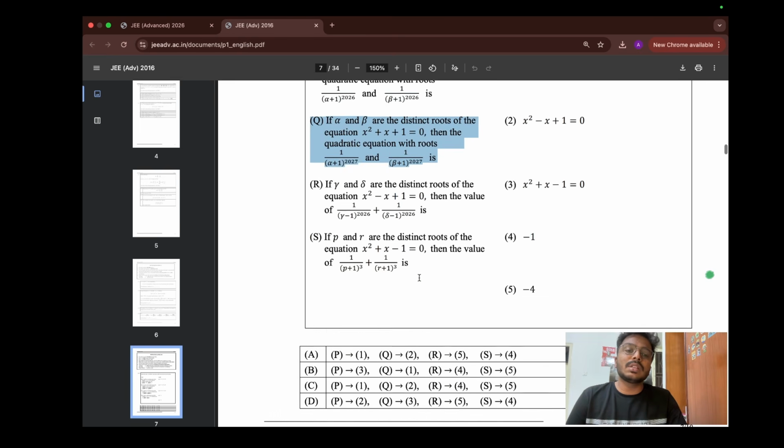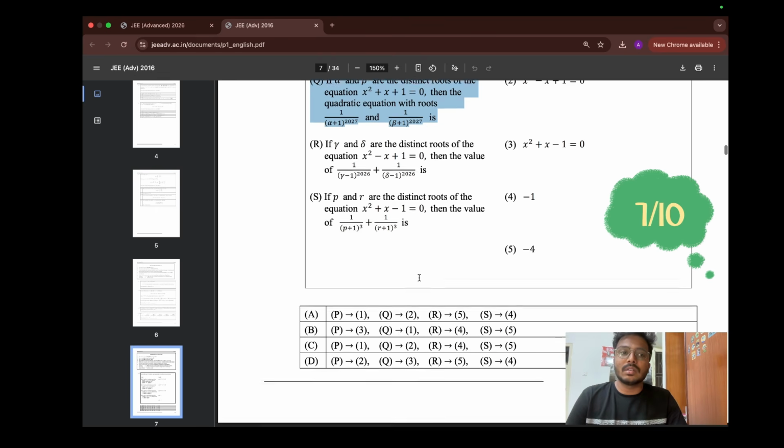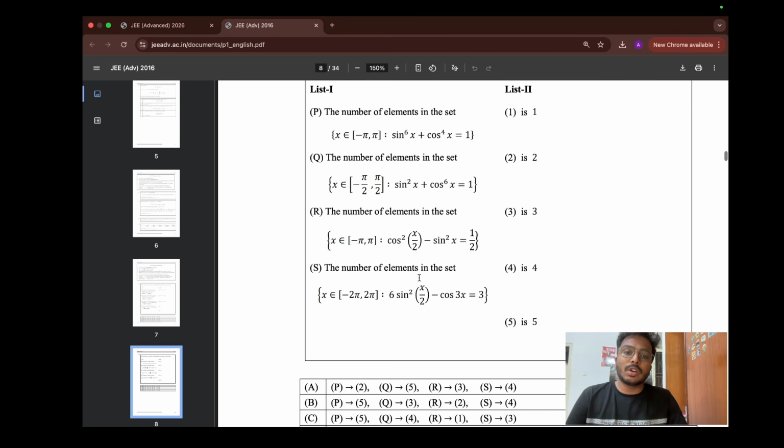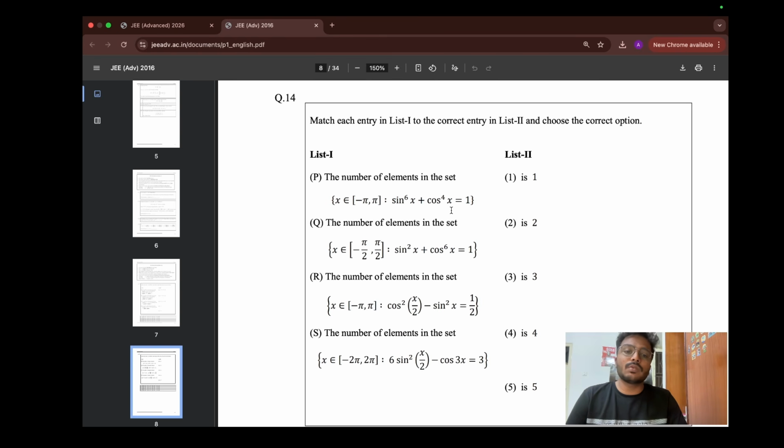So let us go with the score of 7 for 10. Now the next question comes from trigonometry. Again a straightforward question. So if you check the first option, cos power 4x can be written as cos square x whole square, and cos square x can be written as 1 minus sin square x. So then your whole equation will be in terms of sin x.